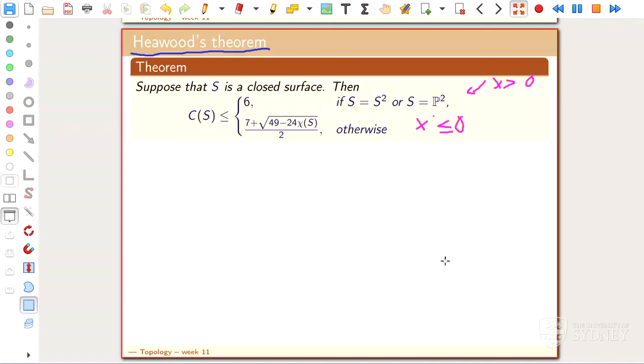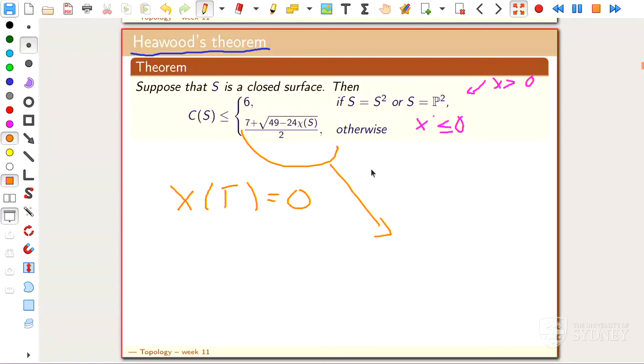And then now you can evaluate. You can take your favorite surface, whatever, the double torus or the torus, you just evaluate the formula, and you get some number. Okay. So for example, if we would do our friend the torus, so chi of the torus is 0, maybe the easiest one. So this expression here for chi equals 0 will be 7 plus square root of 49. Square root of 49 is 7. 7 plus 7 over 2 is 7. So you never need more than 7 colors on a torus, whatever kind of map you draw on a torus.